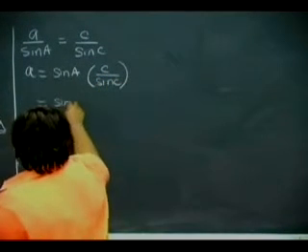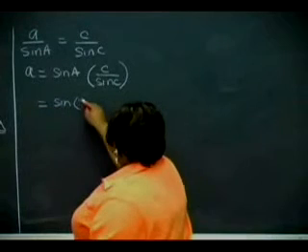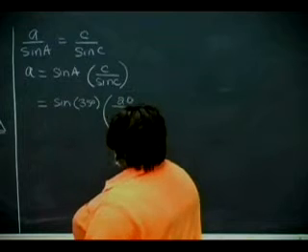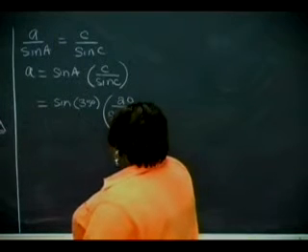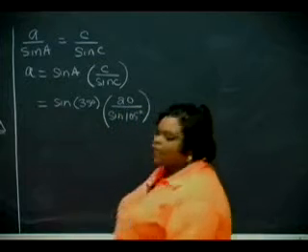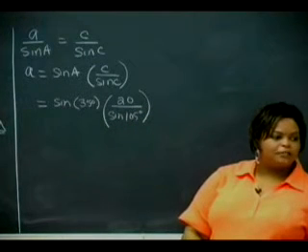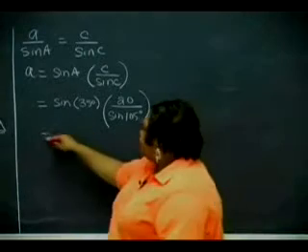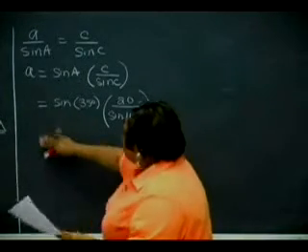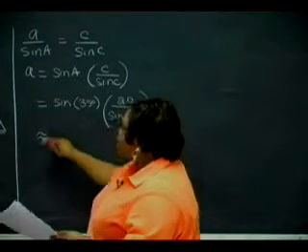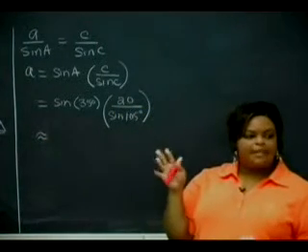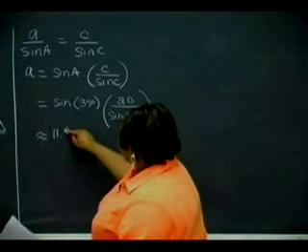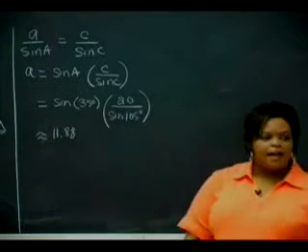And I know big A I found to be what? 35 degrees. Little c, 20 units. And sine of big C, 105 degrees. And I can plug that into my calculator, making sure that my calculator is in what? Degree mode, okay? And if I put all that in there, I'll get that little a. And we're going to have to approximate, to two places after the decimal, the hundredths place. I have 11.88.